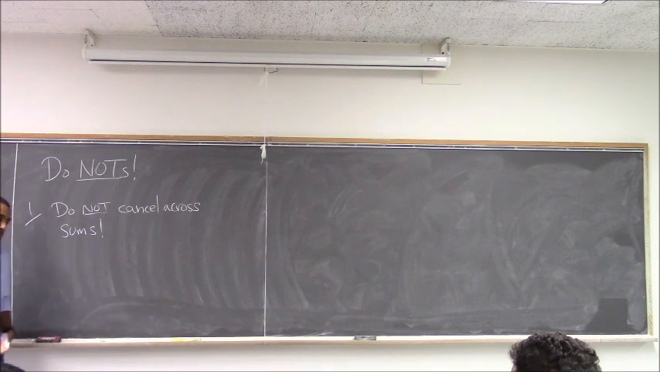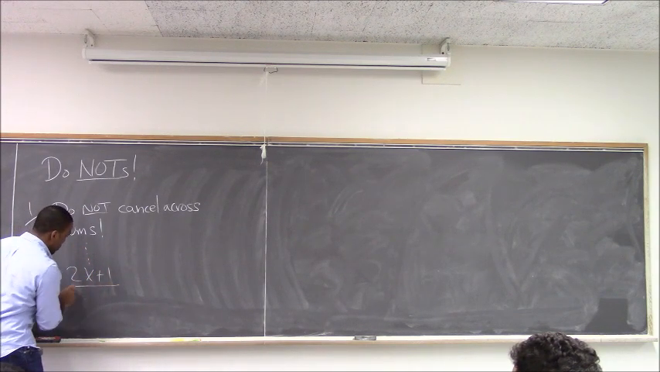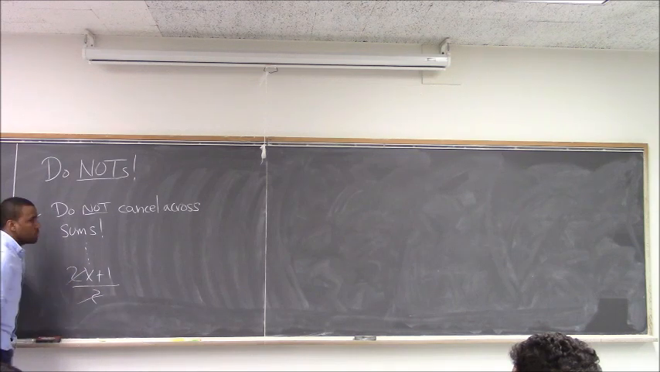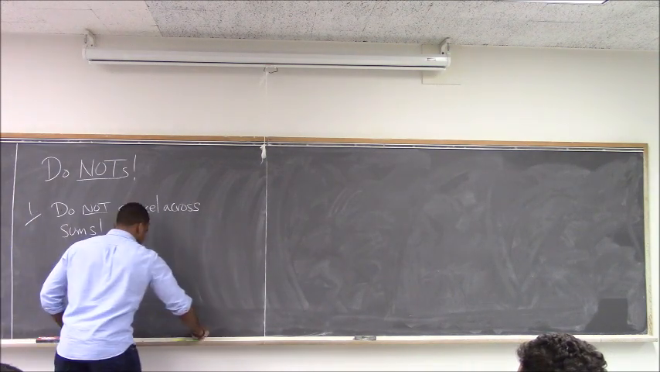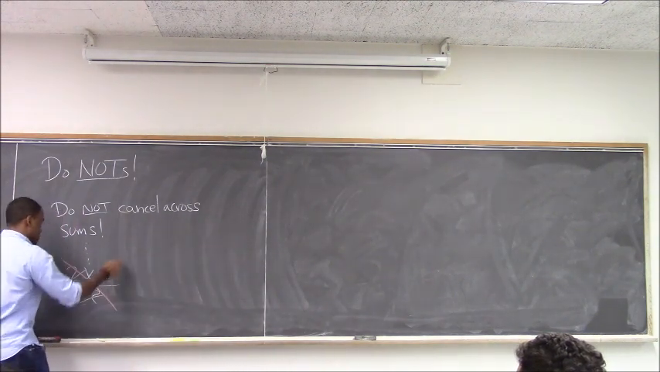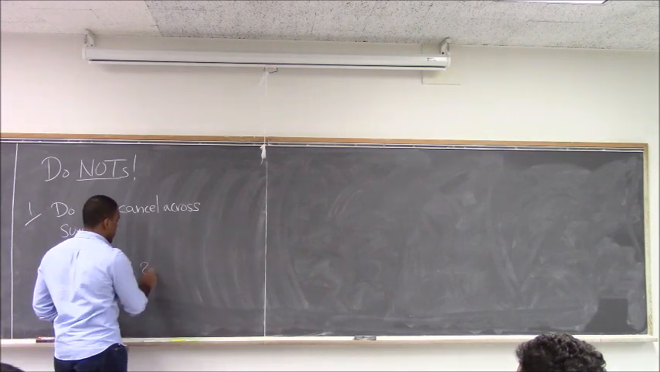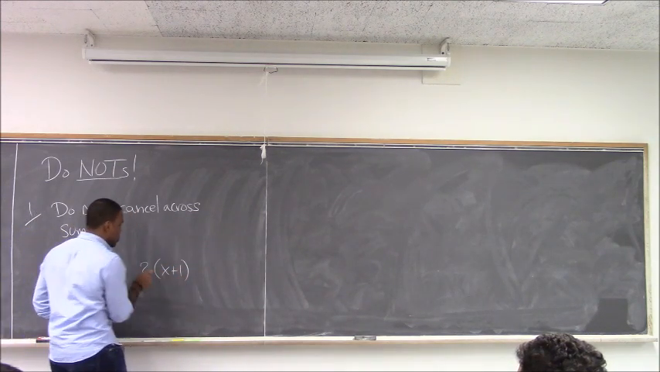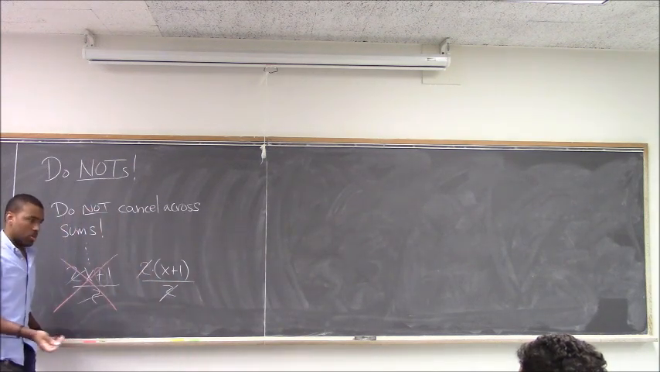What do I mean by cancel across sums? Okay, let's say you're working on a problem, get to a point where it's 2x plus 1 all over 2. You cancel the 2's. You do that, I'm going to be very upset with you. That is wrong. You cannot cancel the 2's. This is called canceling across sums because of the plus sign here. It also works with the minus sign. You can only cancel across multiplication or division. So these are in parentheses and that's a multiplication. You're allowed to cancel the 2's.